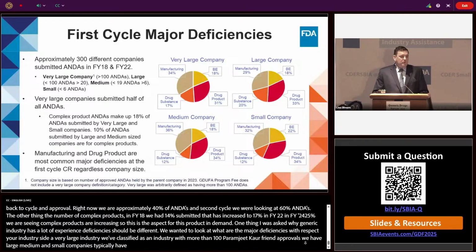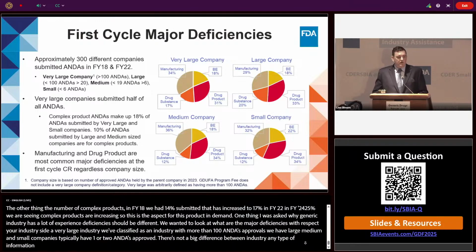And if you look over here on the right-hand side from those pie graphs, what we really see in terms of distribution of major deficiencies is there's not a really big difference between industries. So any types of information that we can develop should be broadly applicable to all of generic industry, no matter if you're a large industry or company or a very small company.